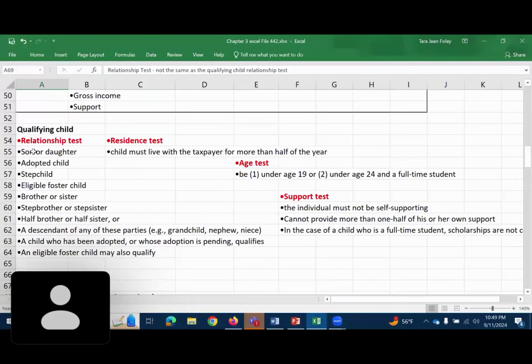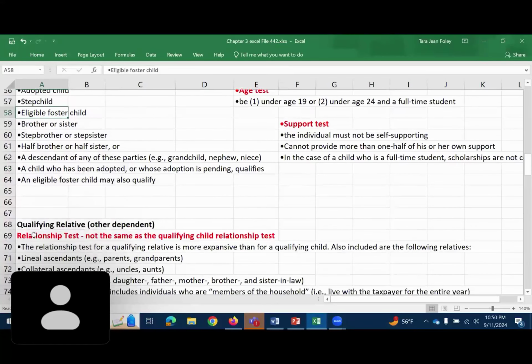So to be a qualifying child, it's going to be anybody that's a descendant of you or equal to you, like sisters, stepbrother, stepsisters, sister, half-sisters. They're on the same line as you, or someone below you, a son or daughter or child, foster child, okay, or a descendant, a grandchild, a nephew, or a niece. Anybody that's below is a qualifying child. That's the relationship type: son or daughter, adopted child, stepchild, foster child, brother, sister, and so on.